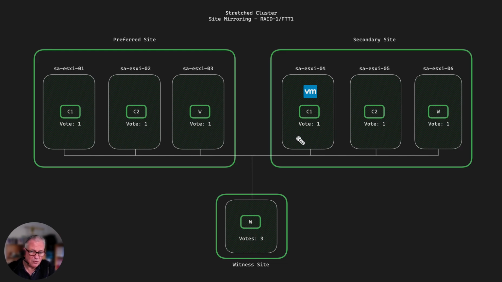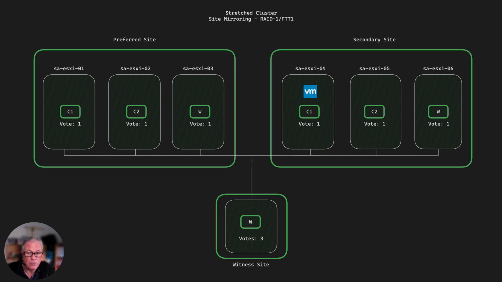So the total votes is 9. When I lose the secondary side I have enough votes: 3 plus 3 is 6. I'm allowed to start the VM. Okay, so far so good.